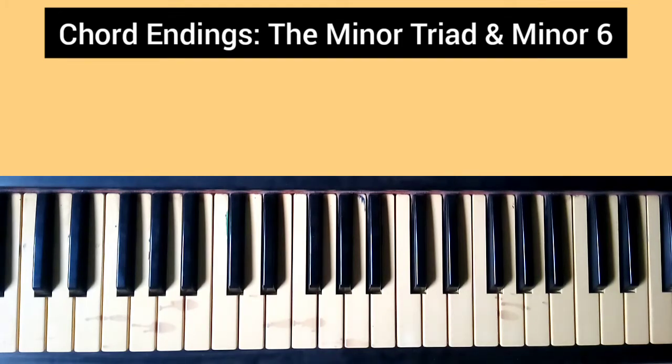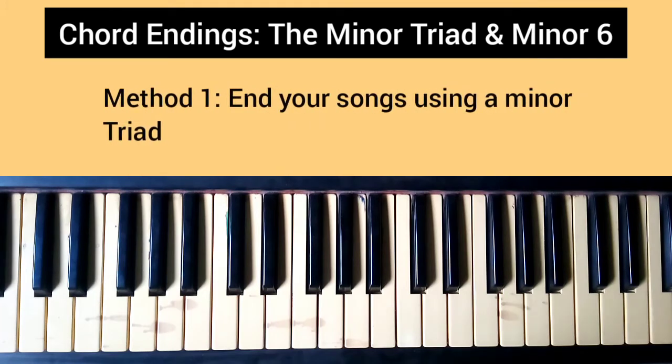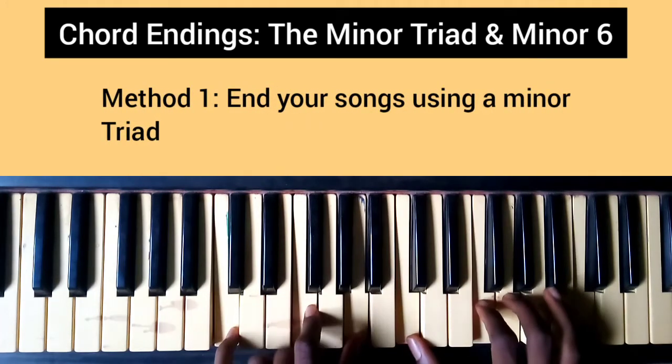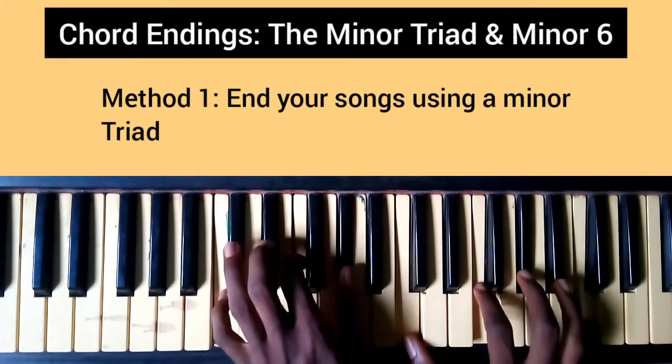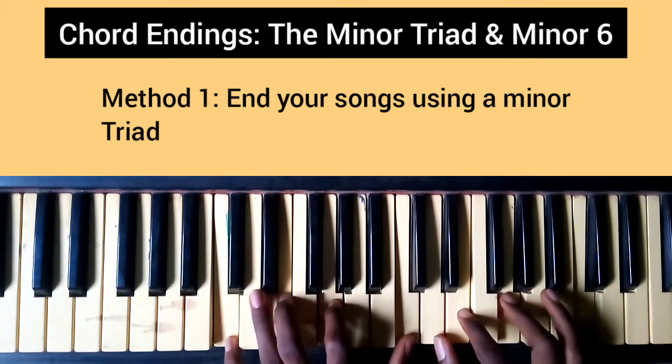Okay, so now let me show you a much simpler method you can use to end your songs, and you can learn right now. It's not going to take you much time to learn. This is the way it's going to sound if you want to end your songs using a minor triad. It's going to sound something like this: F major at 9, F minor, and then C major.